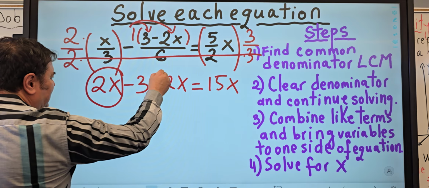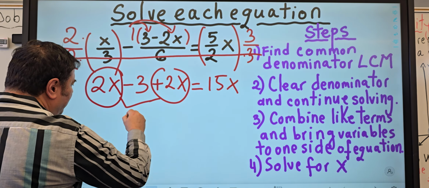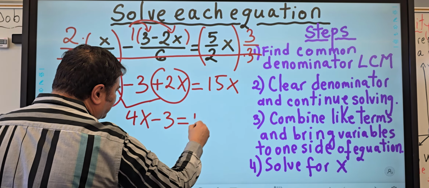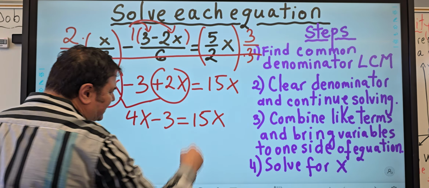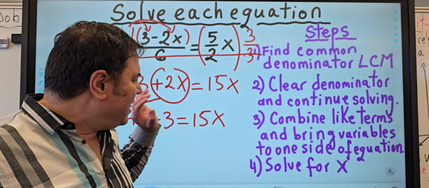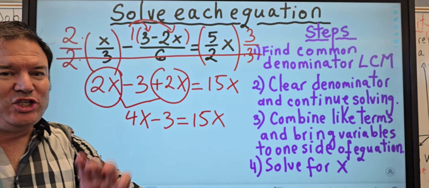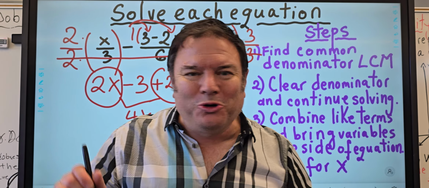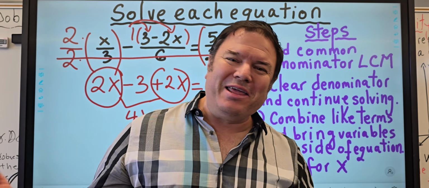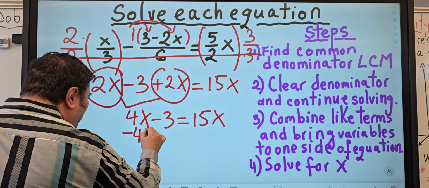We have 2x plus 2x, which becomes 4x. Let's continue. Minus 3 equals 15x. Now we need to bring all the variables to one side of the equation, and we are going to subtract 4x because we want to keep the variables positive. So let's subtract 4x on both sides.